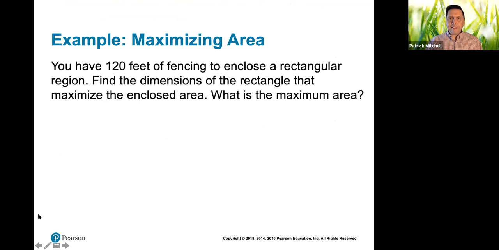Okay, this is a classic problem. I bet you will do this again when you get to calculus. You have 120 feet of fencing to enclose a rectangular region. Find the dimensions of the rectangle that maximize the enclosed area and what is the maximum area. Okay, so I'm going to switch over to the tablet.